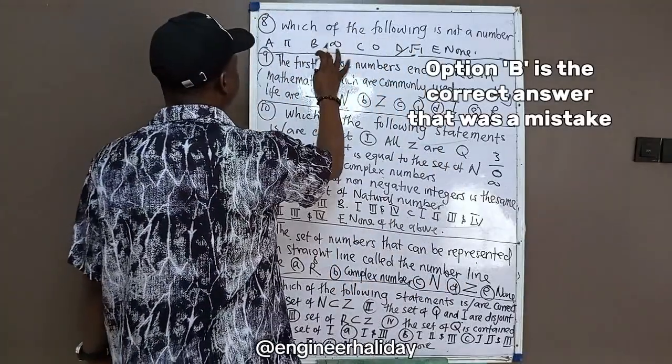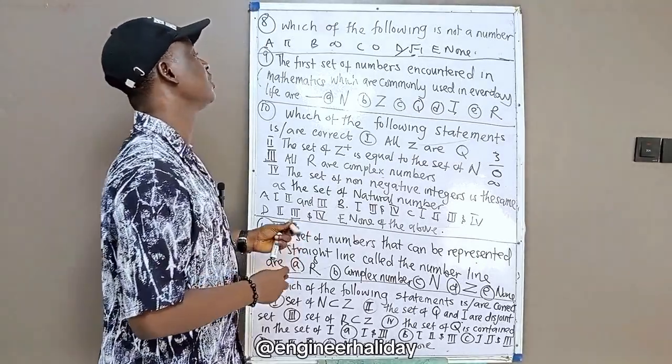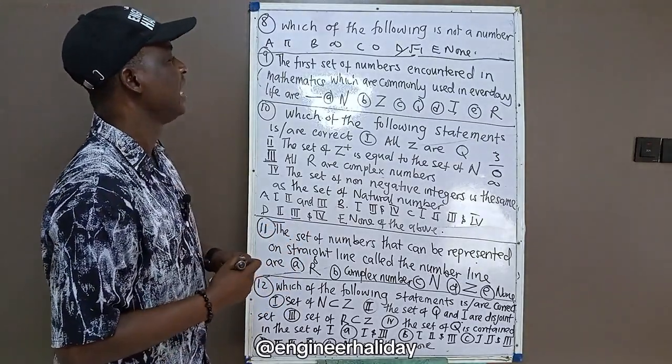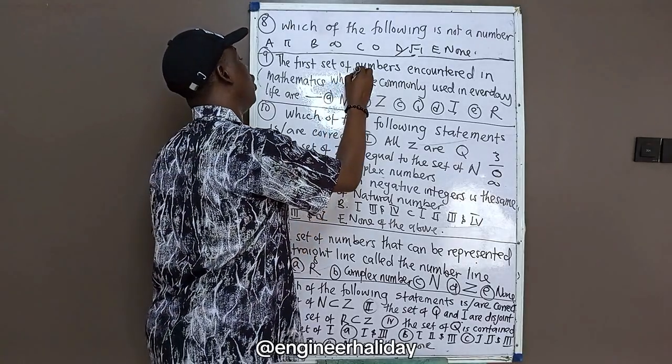Fantastic. But if you have a different opinion, you can send it to the comment section. We'll explain it to you better. So now, this was said to be the first set of numbers encountered in mathematics, which are commonly called what?